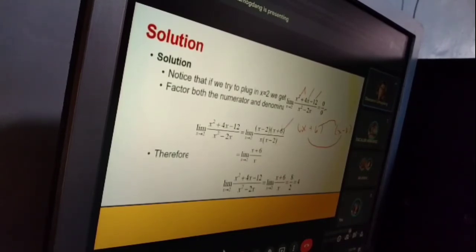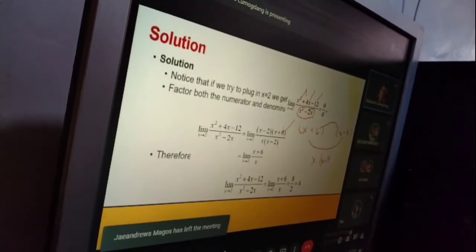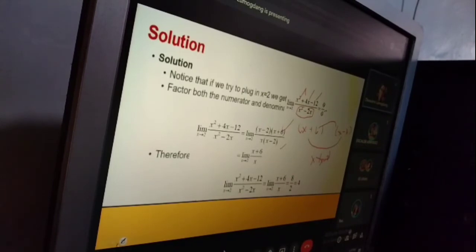Sa denominator, ifa-factor natin using common monomial factor. Ang common factor nila ay x, so matitira na lang sa loob ay x minus 2. Hindi pwede ang direct substitution kasi naging undefined, kaya kailangan mo siyang i-factor. Ngayon, makakancel natin ito. Ang matitira ay the limit of x plus 6 over x as x approaches 2.